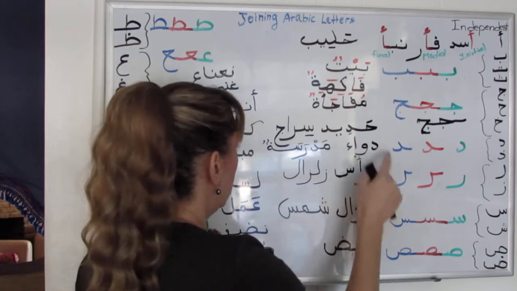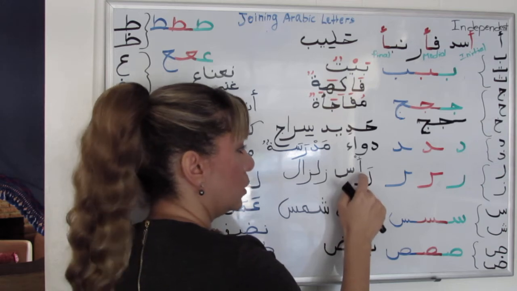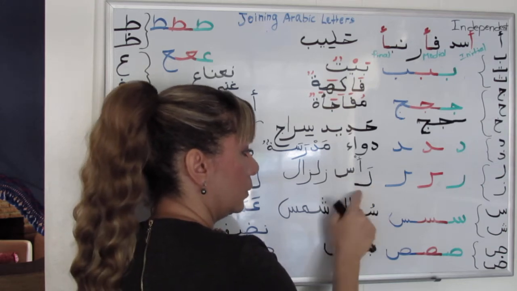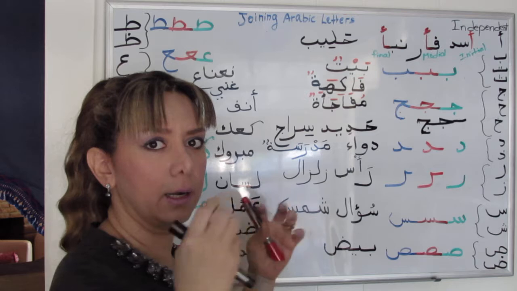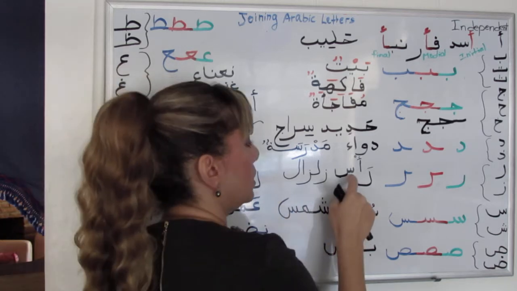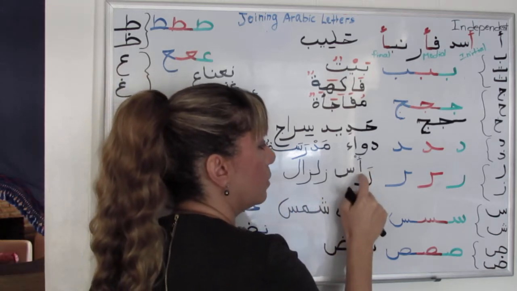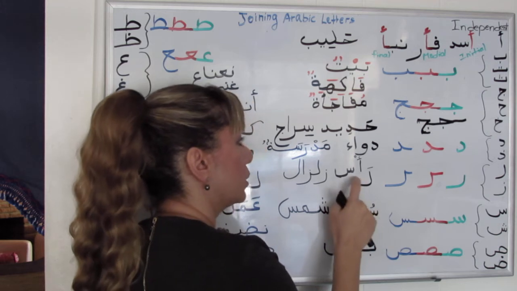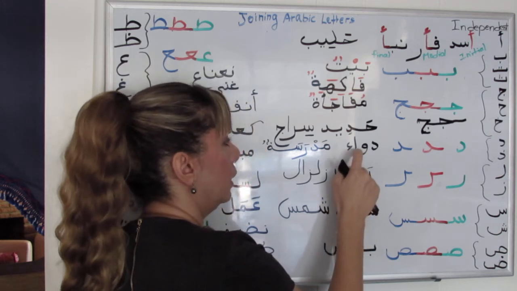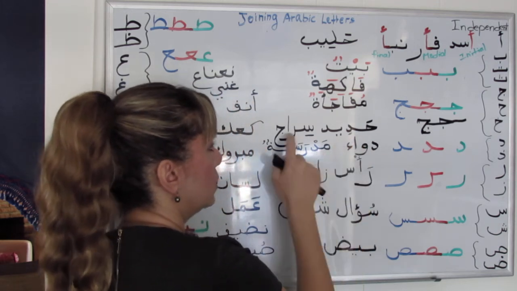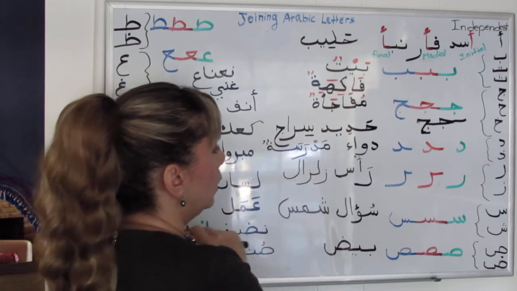Hamza, no connection. It doesn't connect to ra. We know why, because they are enemies. Sin doesn't connect to hamza. Hamza doesn't allow any connections. Like in here, alif doesn't allow any connections. Here too, no connection.